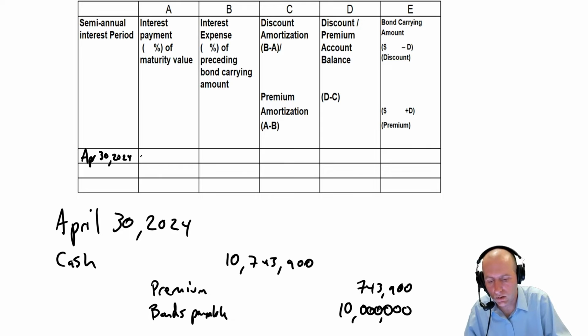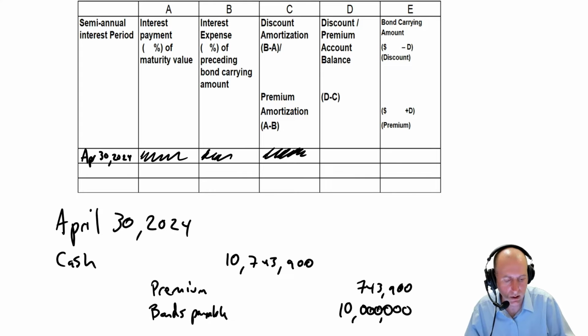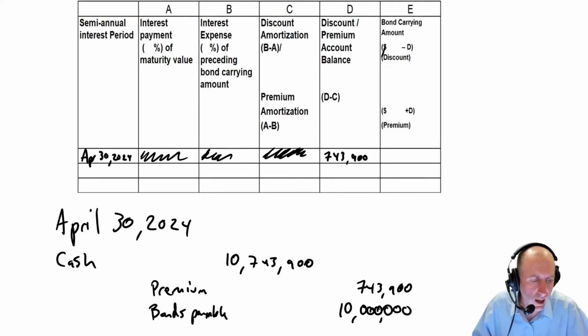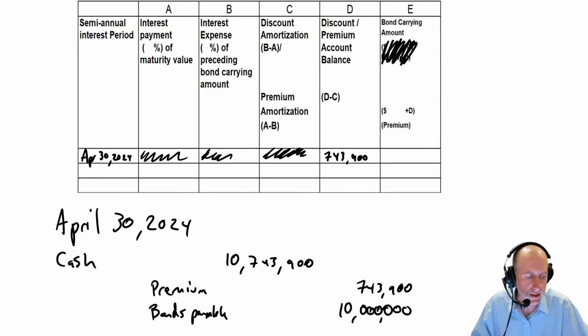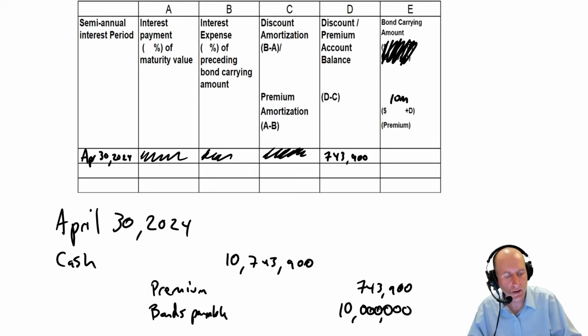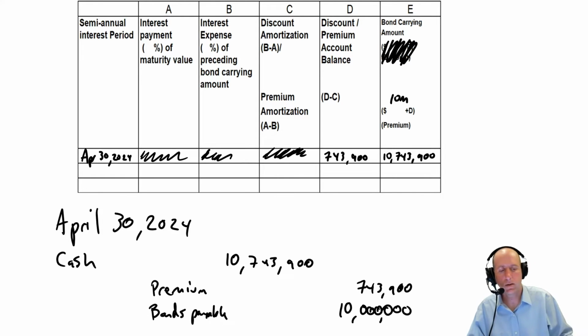Now on the issue date, I don't have an interest payment. I don't have an interest expense. I don't have a discount or a premium to amortize. I do have a premium account balance of 743,900, and I do have a bond carrying amount. If I had a discount, it would be blank minus D. Because I have a premium, it's 10 million plus D. So 10 million plus whatever's in D. D is 743,900. So it's 10,743,900.